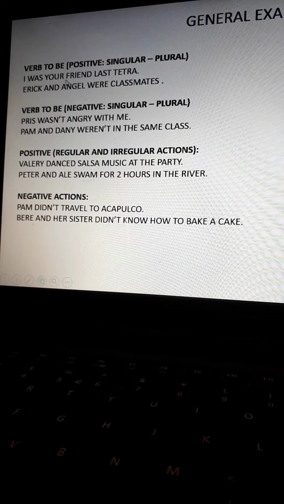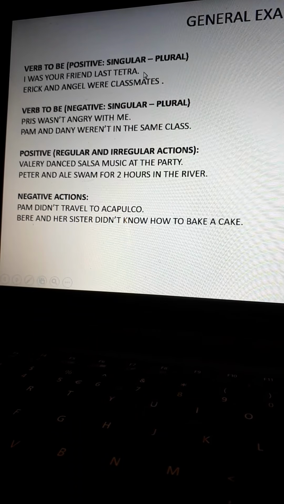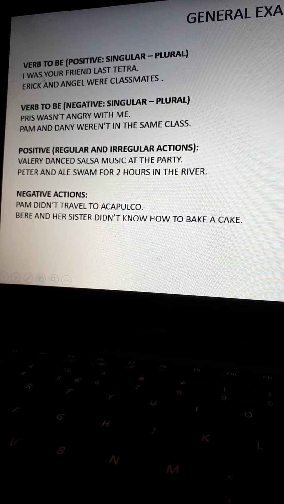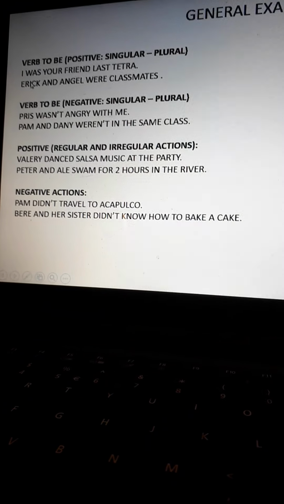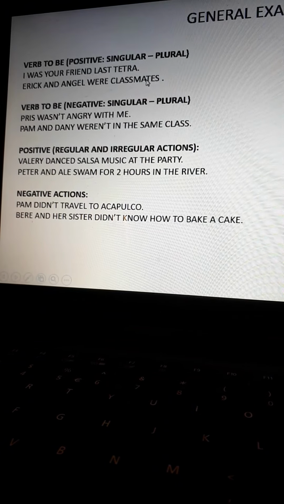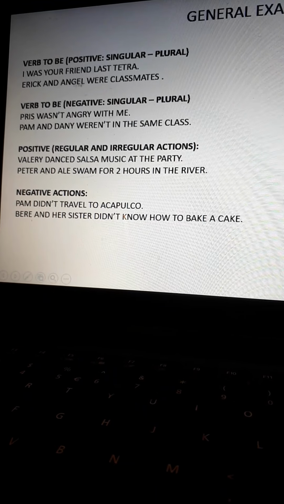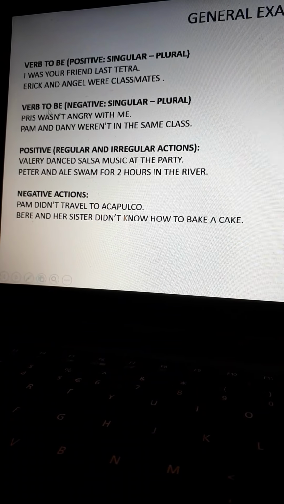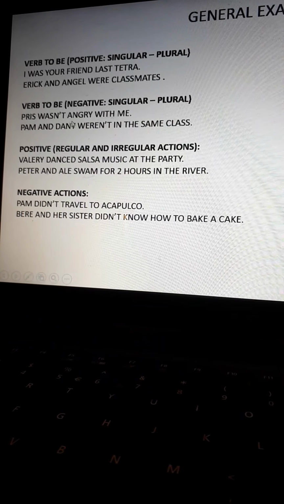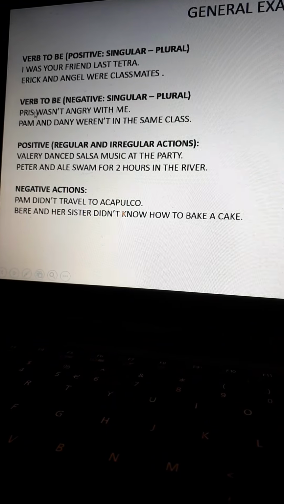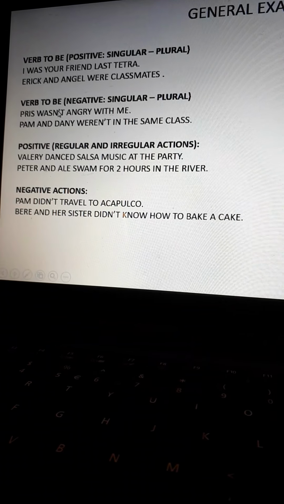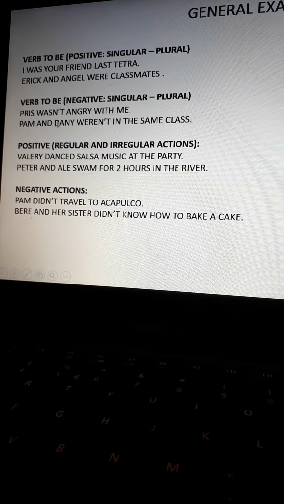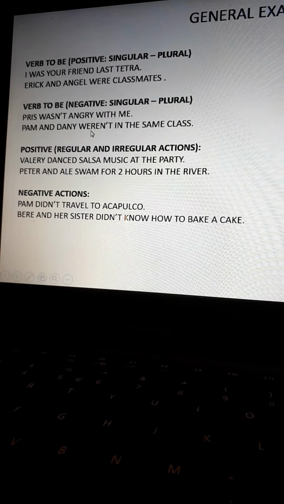I was your friend last year, okay. I was your friend last year is positive, singular, okay. Eric and Angel were classmates is positive but plural, okay. Now the same in negative, okay. Chris wasn't angry with me, singular, negative. Pam and Danny weren't in the same class, plural, negative, okay.